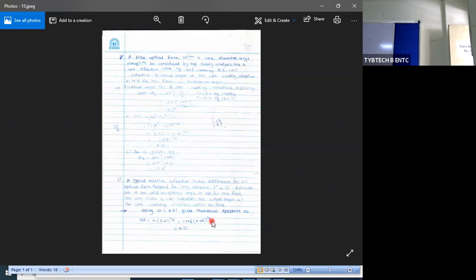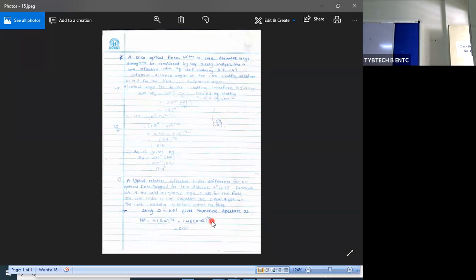What is given? N1 is given as 1.46. Delta is given as 0.01. So we have calculated the NA first, which is equal to N1 times bracket delta raised to 1/2. Now we know N1, we know the numerical aperture.